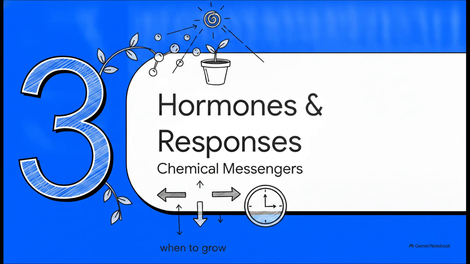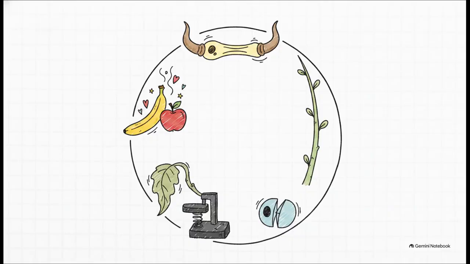Section 3. Plant hormones and responses. Chemical messengers in action. Okay, we have 5 major plant hormones to talk about. To lock these in, let's use some simple memory tricks from our sources. First, auxin is for stretch. Just picture a heavy aux cable physically stretching a cell longer. Gibberellin is for taller. Think of someone jibber-jabbering nonstop, which drives dramatic nonstop stem growth.